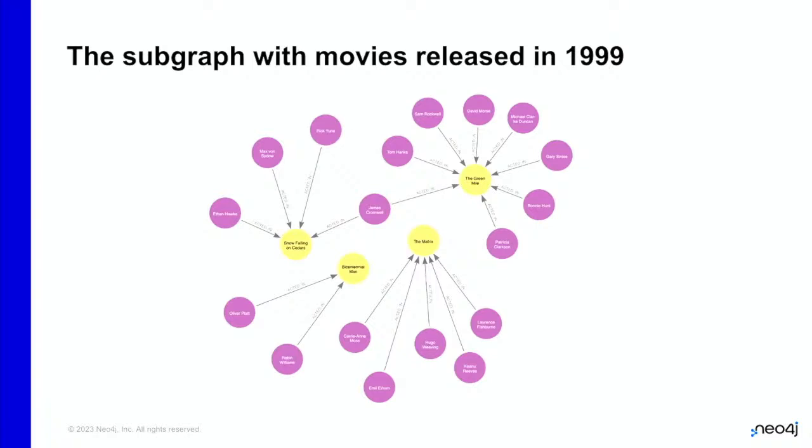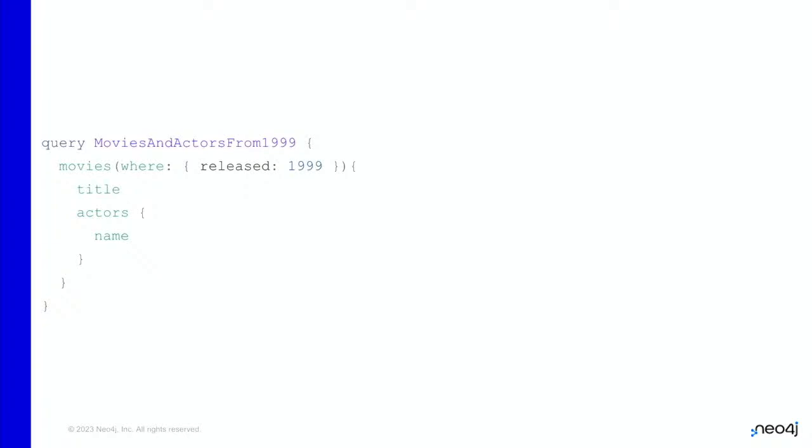But of course, we have to speak GraphQL to get that subgraph out of there. So how would the GraphQL query look? You can see that here on the top row. We have movies where the released year is 1999, or anything you wish, of course. And then as a result, we want to get the title, and we want to get the actors' names. See, I don't want the movie tagline, I just want the title.